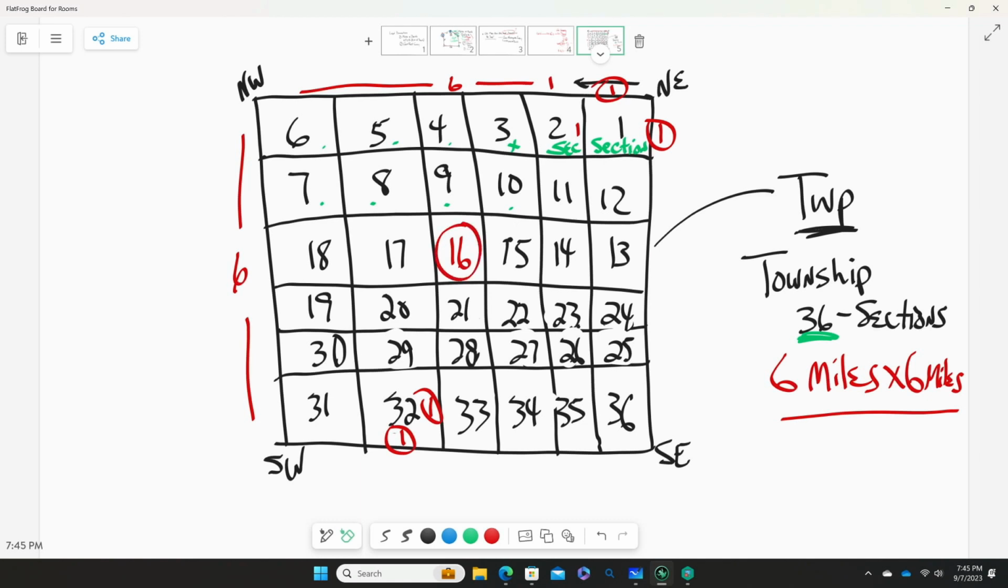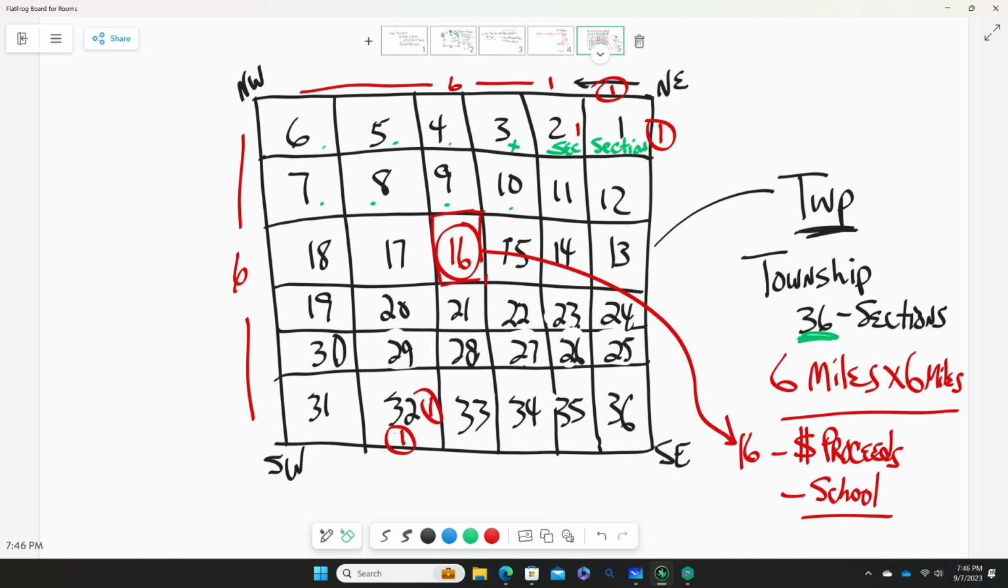I put section 16 in red because the original proceeds from the sale of section 16 went to the school. So whenever the United States sold this land years ago, the proceeds of section 16 went to help fund the school in that specific area.